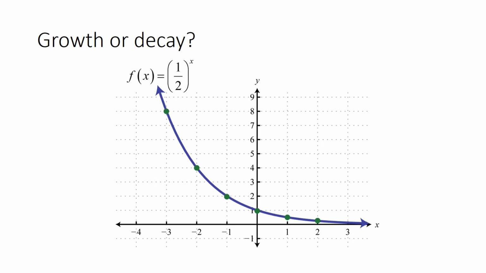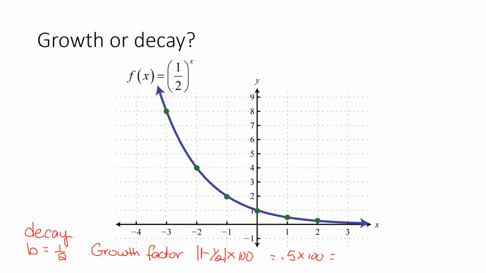Okay, let's try another example. Now, again, we can look at this function and determine that it is decay because it is decreasing from left to right. My value of b is 1/2. So my growth factor is 1 minus 1/2 times 100. So 1 minus 1/2 is 0.5. So times 100, my growth factor then is 50%.